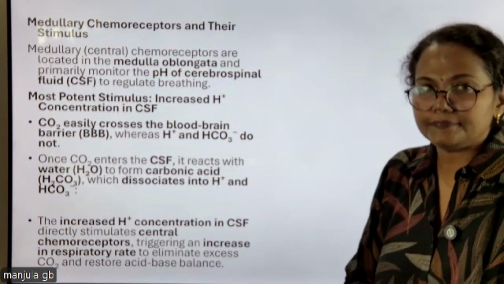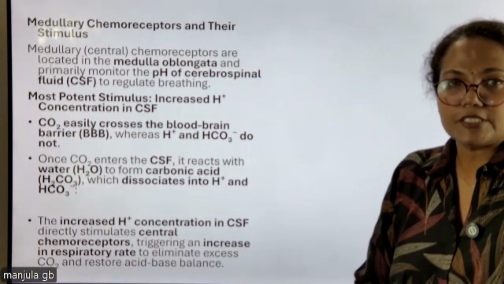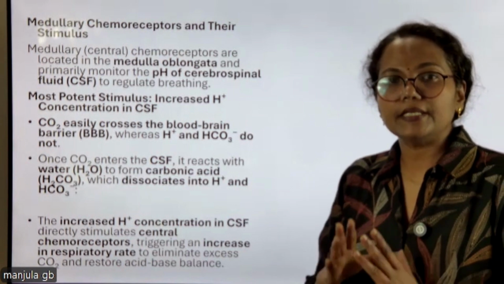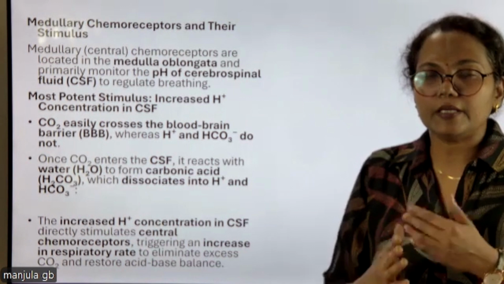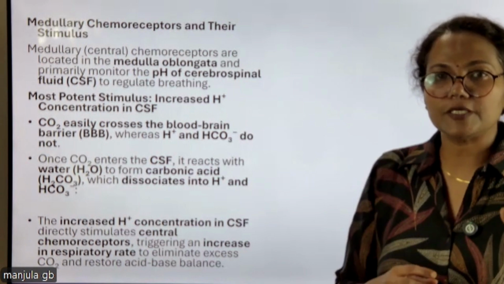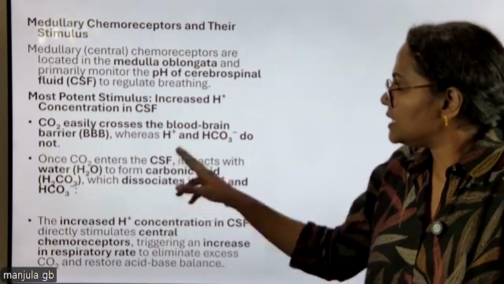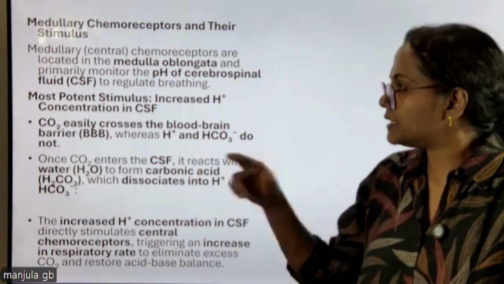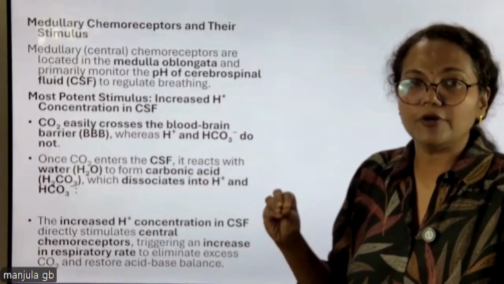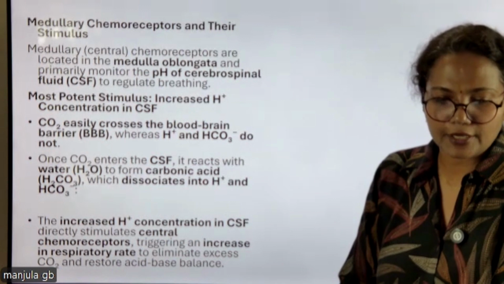I would like to explain a little on that. Carbon dioxide can easily pass the blood-brain barrier, but H+ ions and bicarbonates cannot. So carbon dioxide crosses the blood-brain barrier, and in the CSF it combines with water, forming the weak carbonic acid, which immediately dissociates into H+ ions and bicarbonate ions. That is what happens when carbon dioxide mixes with water.